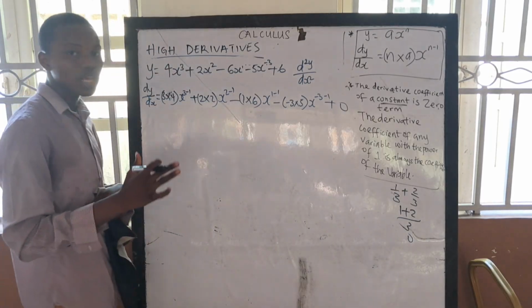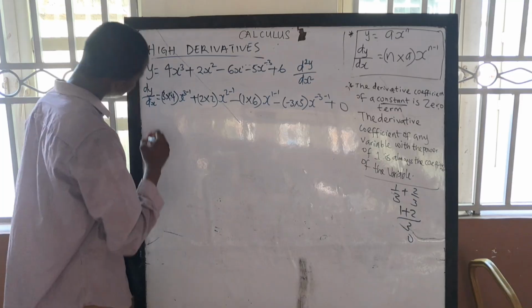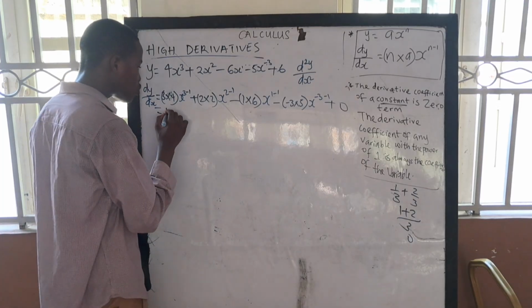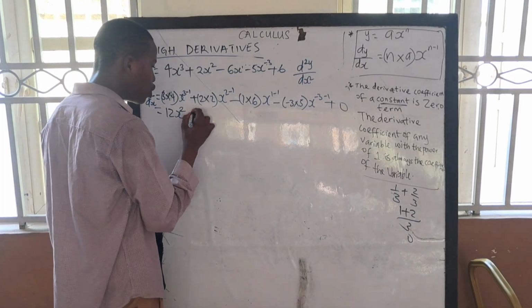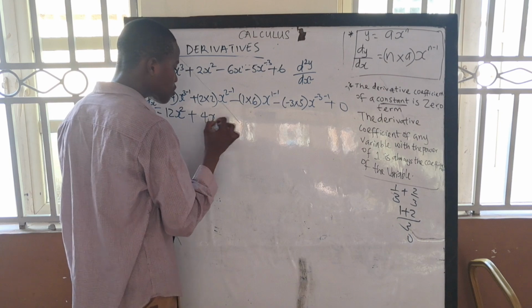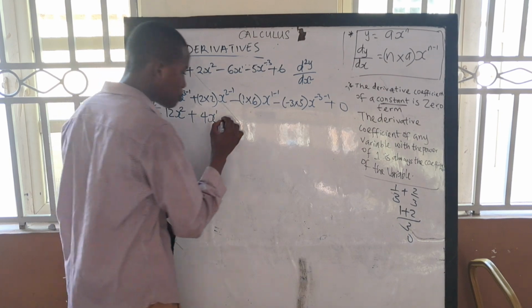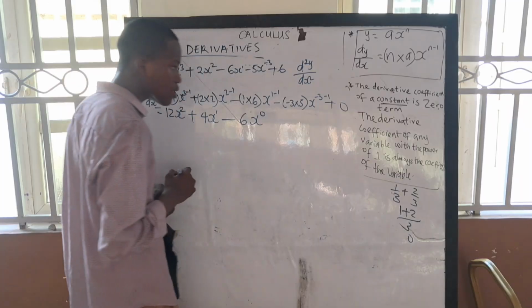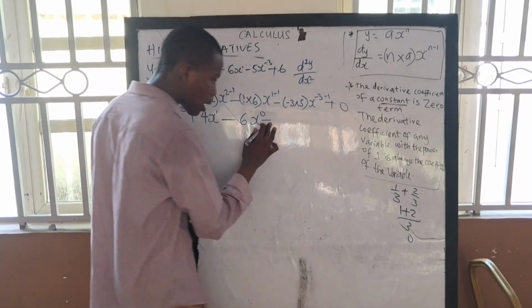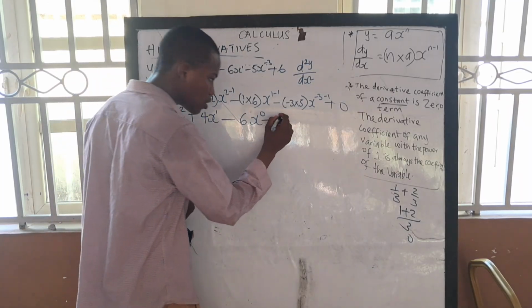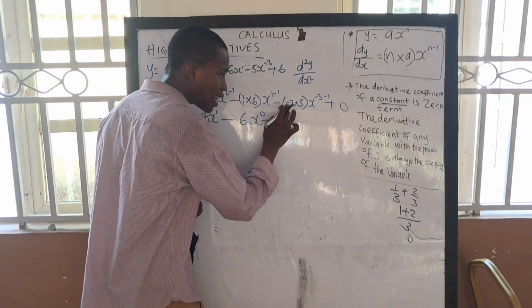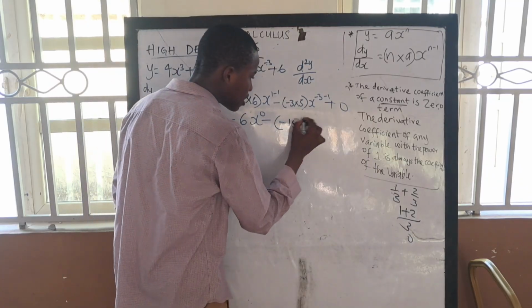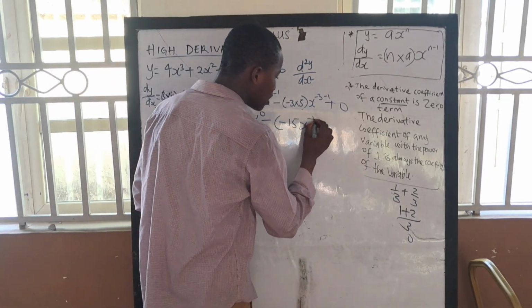So anytime you say minus 1, you have to be very careful so you won't make a mistake. So now I'm having 3 times 4, which is 12. x to the power 3 minus 1 is 2. Plus 2 times 2 is 4. x to the power 2 minus 1 is 1. Minus 1 times 6 is 6. x to the power 1 minus 1 is 0. Minus, I brought it out, I have to be careful now. Minus my bracket. Minus 3 times 5 is minus 15. x to the power minus 3 minus 1, minus 4.